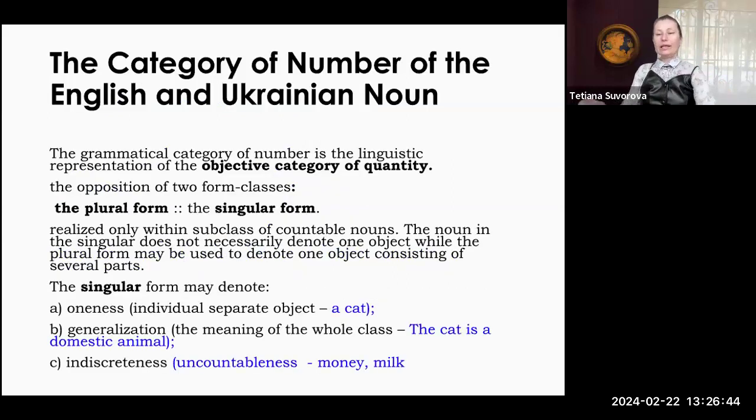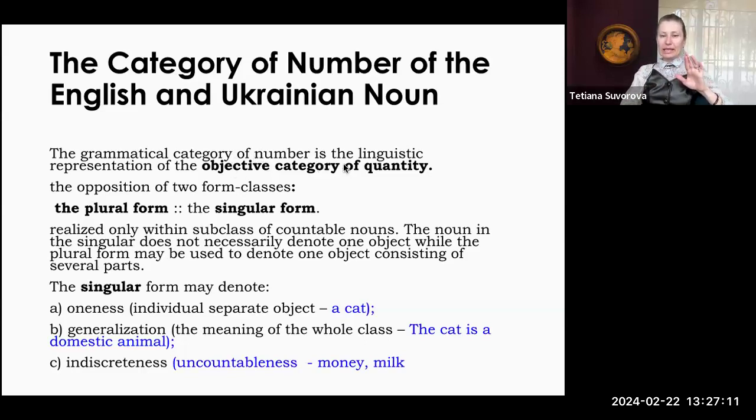Well, so then the category of number. We move to this category. As I mentioned to you, the category is the characteristic, the grammatical meaning, that can be realized at least in two different forms. So when we speak about the category of number, it really exists in both languages because we have singular and plural forms in both languages.